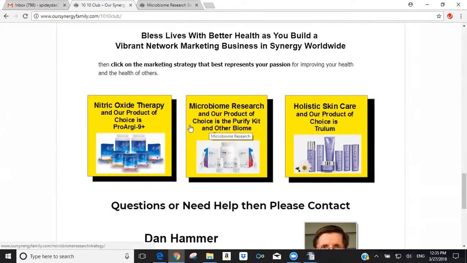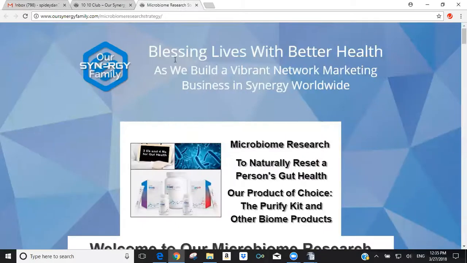And if you click on any one of these 3 images, it's going to take you to a dedicated landing page. And today we want to focus completely on the microbiome landing page. So when you click on that, it's going to take you to the following page. And this whole page is all designed to help you have one central location to implement your marketing strategy for the microbiome.